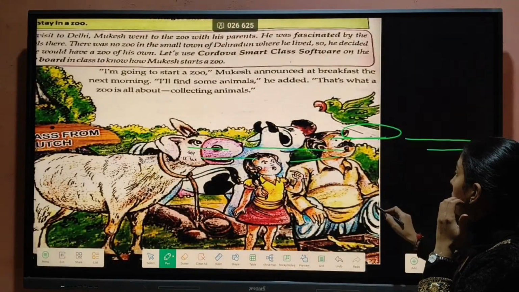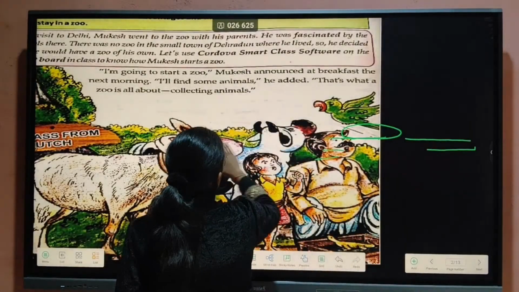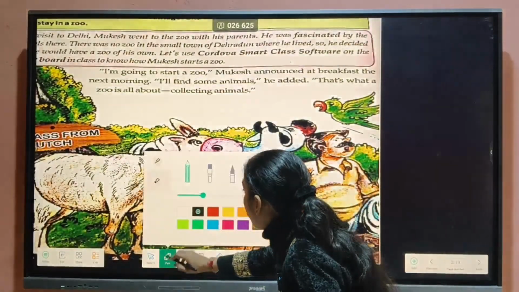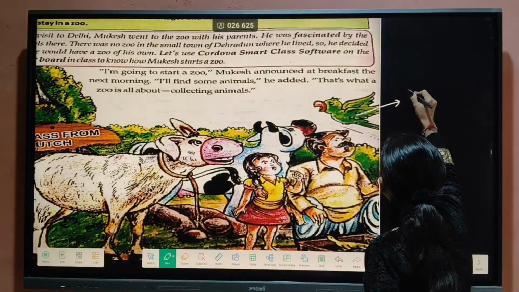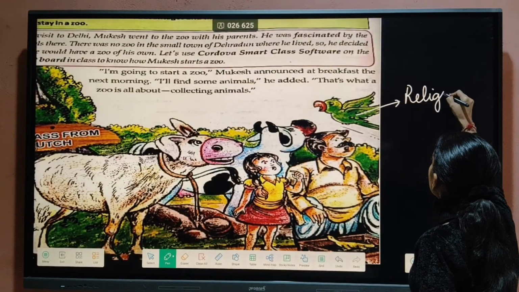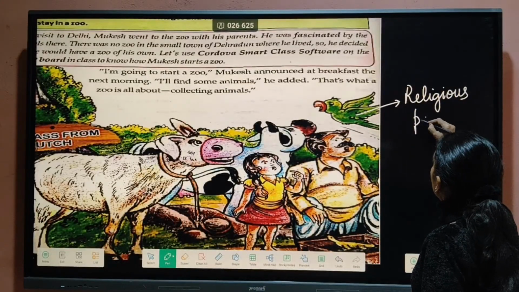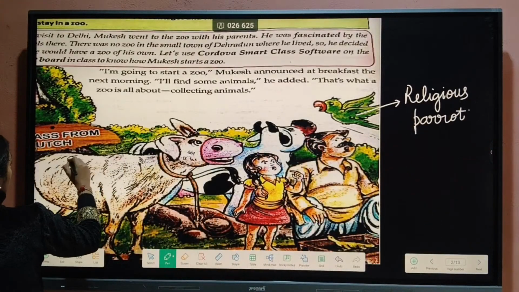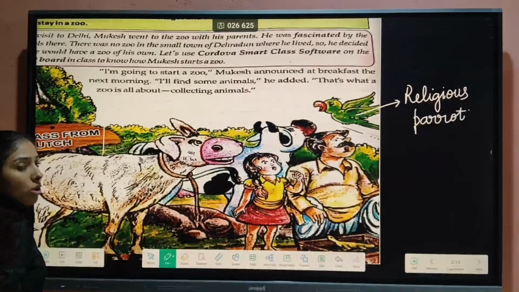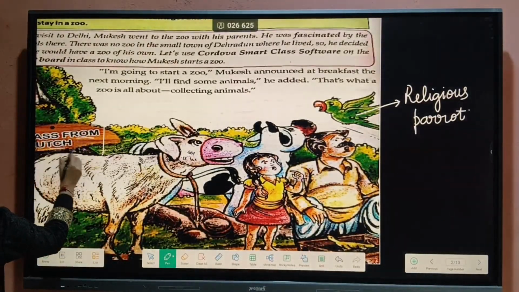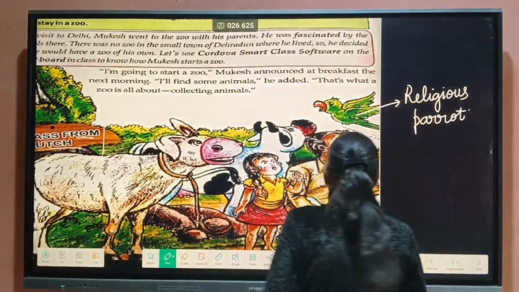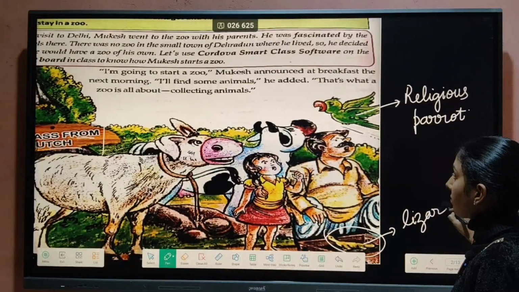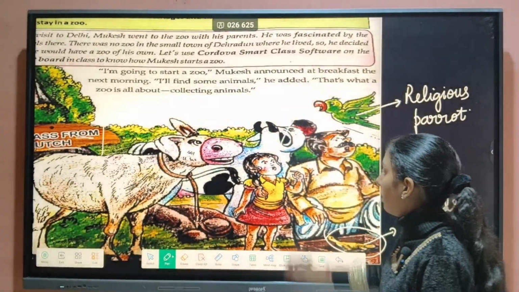You can see in this picture. See, here is this religious parrot of grandma. Okay, this is the religious parrot. And here, beta, this is Sita Ram's donkey. What have they written here? Wild ass from Kutch. Here you can see there are lizards. Okay, here one cow is there.